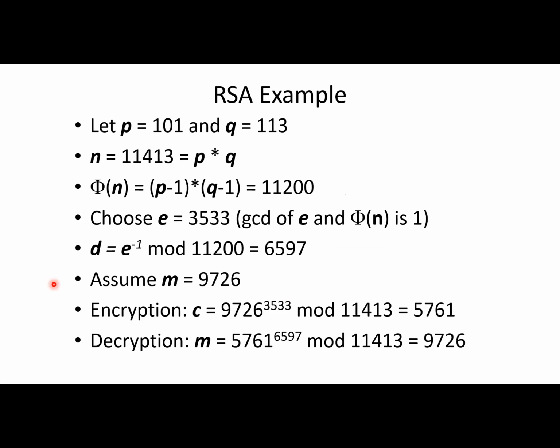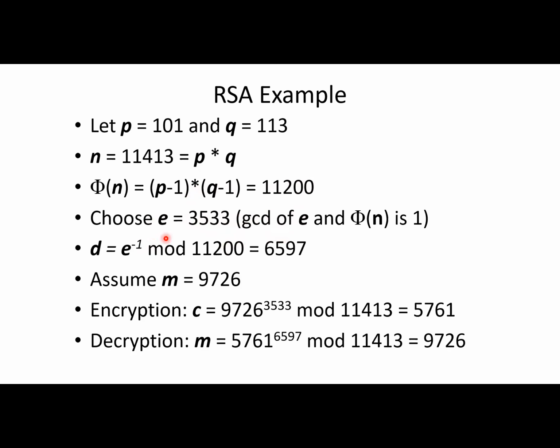I just made up these numbers and tried it. I tried not to get too big. In the real world, of course, you use much larger numbers, but I just picked some prime numbers that were not terribly large. So P and Q, multiply them together and get an N like this, 11,413. Then I compute the totient, I subtract 1 and get this number. Then I find an E which has no common divisors with the totient, 11,200. And that 3,533 works. Again, it doesn't have to be that number. There are other numbers that will work. That one happens to work, and so I used it.